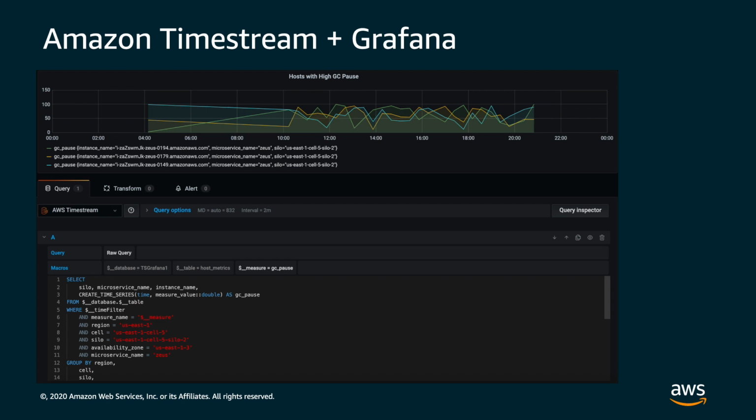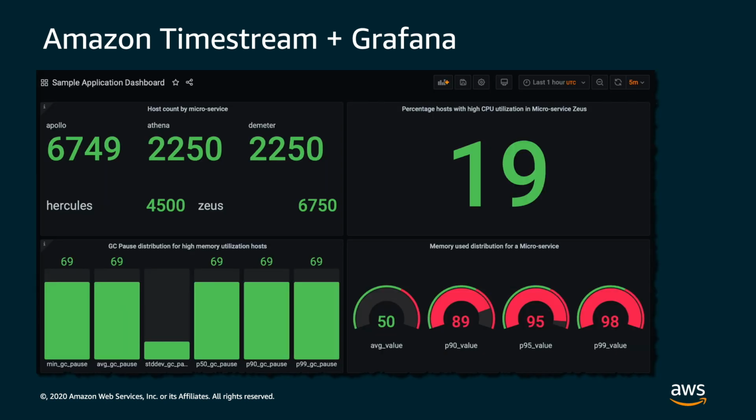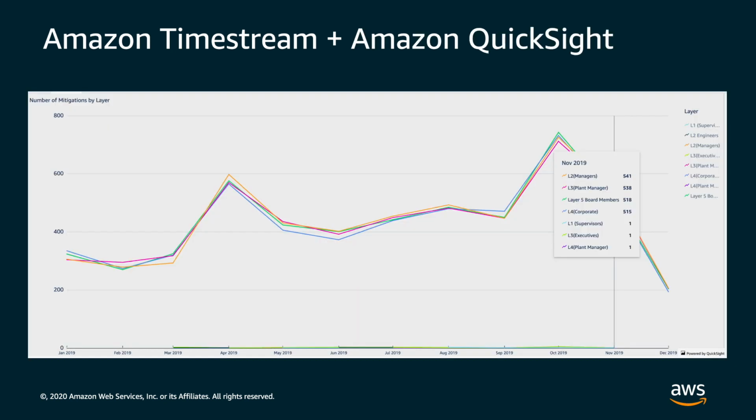This was also some sample data that was sent in over several hours, and you can see, in this case, there's actually one of the create time series functions there, running this data against Timestream from Grafana. This is also Timestream plus Grafana. This one's not quite the line charts, but some of the other types of visualizations that Grafana supports. And then we have Timestream running against QuickSight as well.